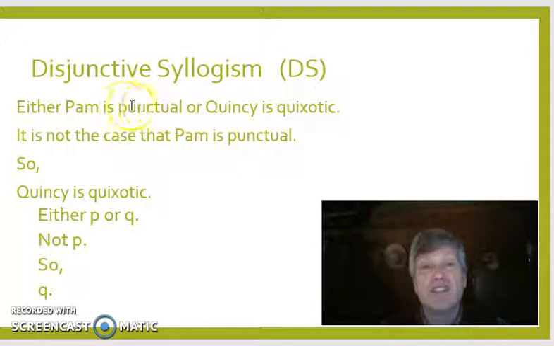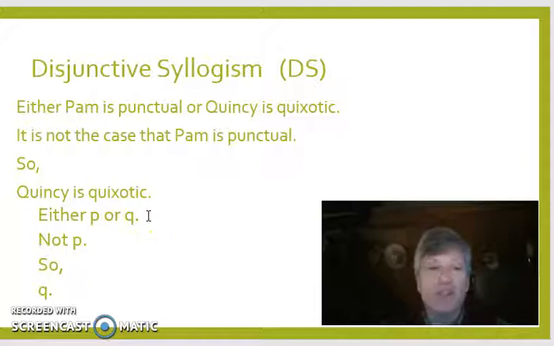Well, since the disjunction tells you that at least one of these two things is true, and this premise tells you that the first disjunct of this disjunction is not true, well then the other disjunct must be the true one. Okay? So Quincy is quixotic. So the structure of this argument is either P or Q, not P. So you have a disjunction. You have the negation of the first disjunct. From those two statements you can infer the other disjunct. Not its negation, but the other disjunct. Either P is true or Q is true, but P isn't true, so Q must be true.